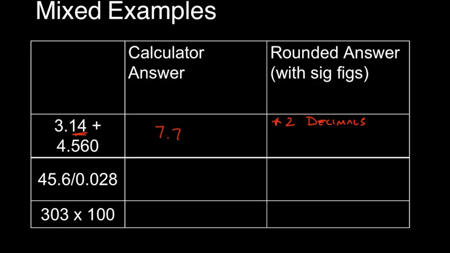But our calculator only gave us 1, right? So, because our calculator only gave us 1, that means that we can kind of say it's like there's this invisible 0 here, right? So in this case, our rounded answer would be 7.70.